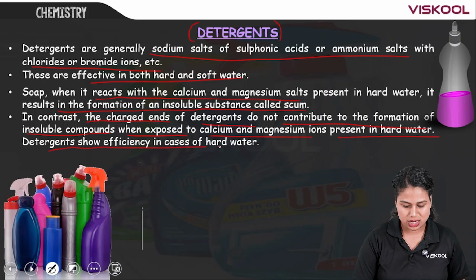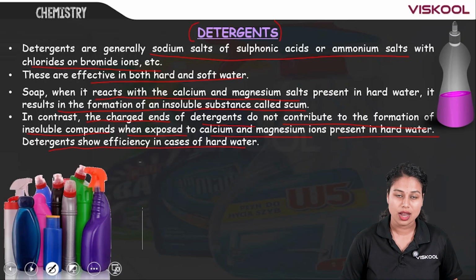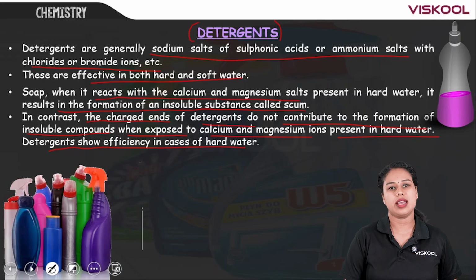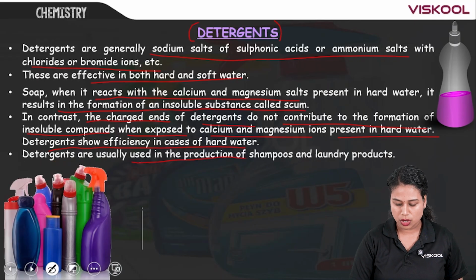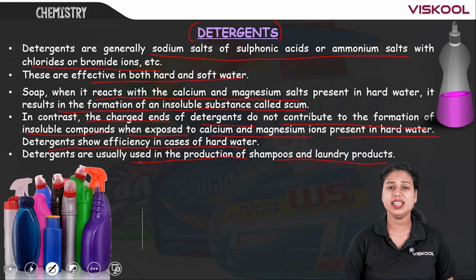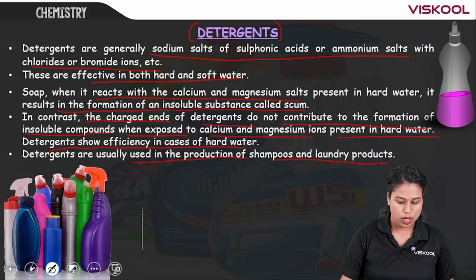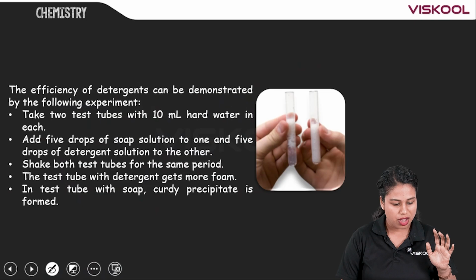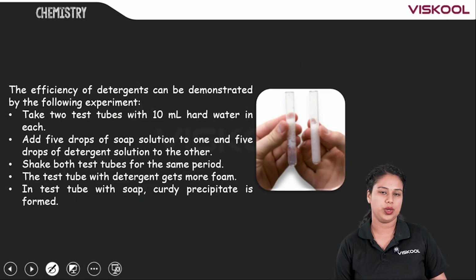Detergents show efficiency in cases of hard water because these detergents are sodium salts of sulfonic acids or ammonium salts. They are usually used in the production of shampoos, laundry products, etc. And the efficiency of detergents can be demonstrated by this particular experiment.